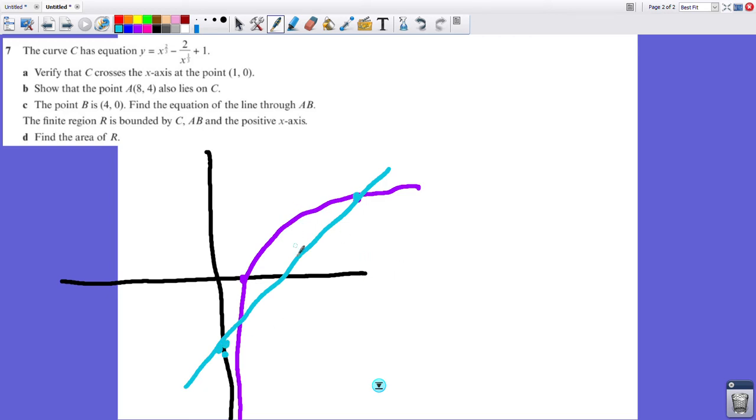This question is important to realise that this point here is 4, 0. How do we know? Well, at the x-axis, y is 0. So if y equals x minus 4 is the equation of the line, at the x-axis it will be 0 equals x minus 4, and then clearly x would have to be equal to 4. So this line crosses the x-axis at x equals 4.